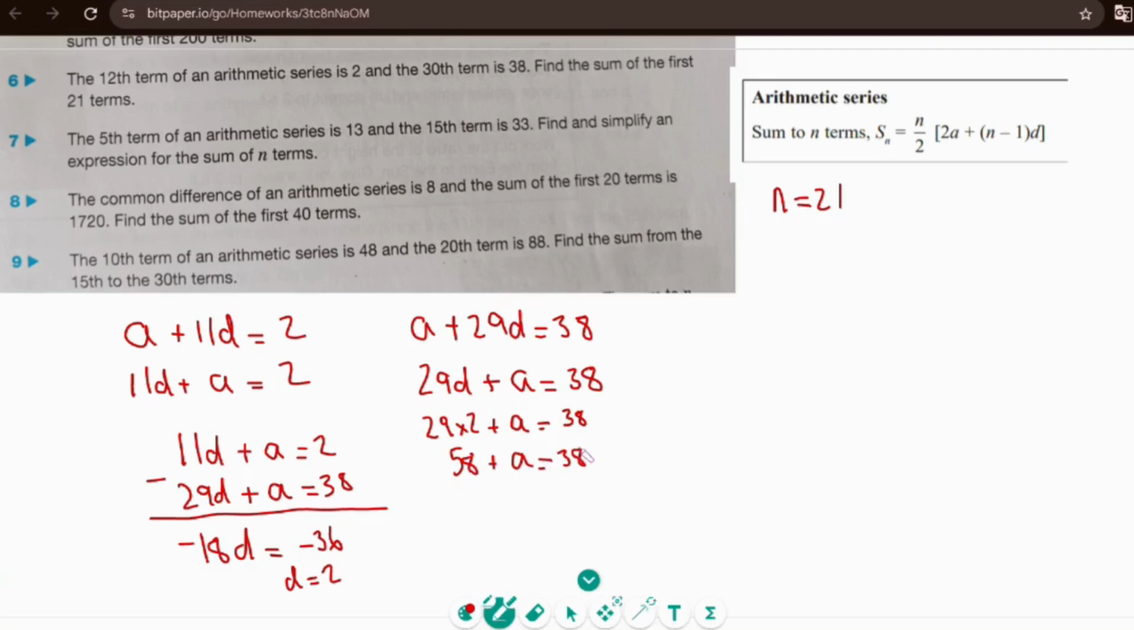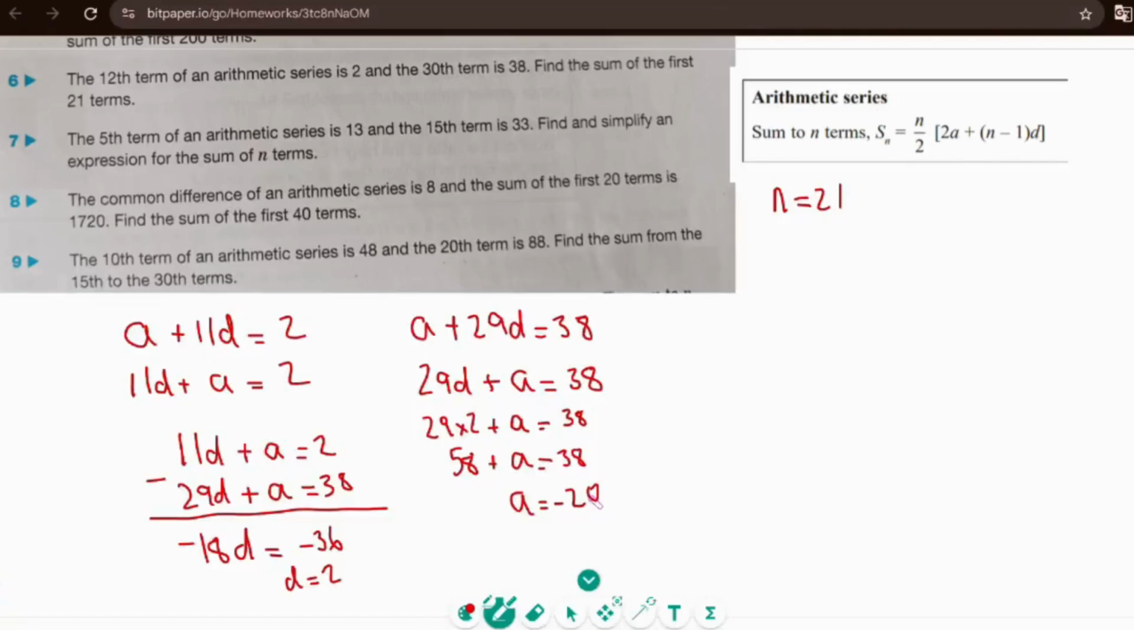I'm going to take 58 off both sides. Give me A is negative 20. Right, let me just check that works quickly. Yeah, okay. So we know that N is 21, we know A is negative 20, and we know D is 2. So now we can put the information in our formula.